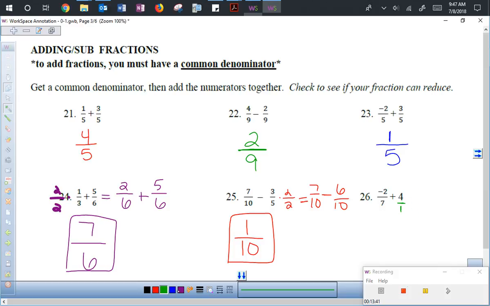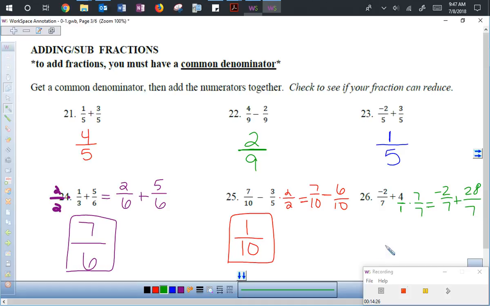To get a common denominator, I need to look at what I have. 7 and 1. The smaller denominator, which is 1, can go into 7 exactly 7 times. So I need to multiply 4 over 1 by 7 over 7 to turn this denominator into a 7. And when I do that, negative 2/7 stays the same, plus 4 times 7 is 28, over 1 times 7, which is 7.